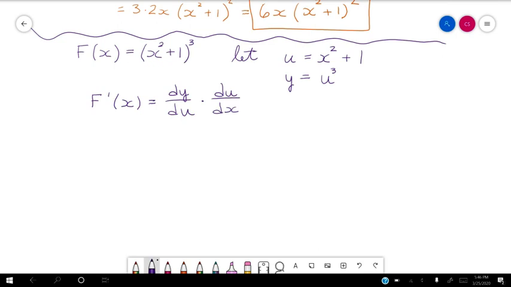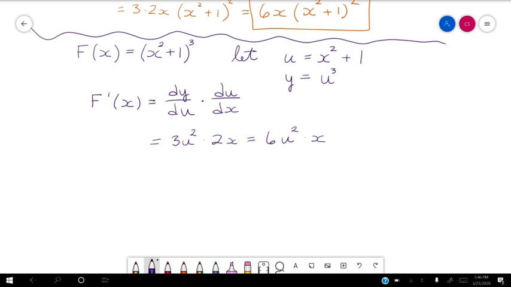So here we go. What's the derivative of y with respect to u? That's just our power rule, so 3u squared. And then this u, take the derivative with respect to x. So again, 2x plus 0, or just 2x. I'm just going to rearrange a little bit. 3 times 2 is 6, u squared times x.